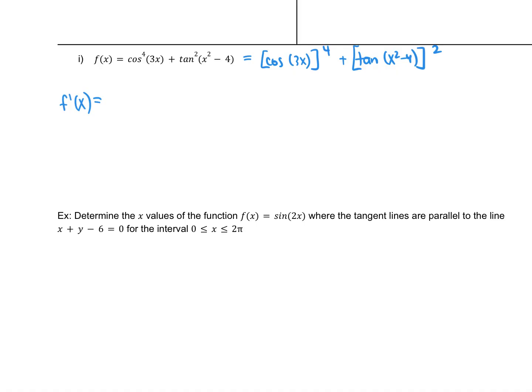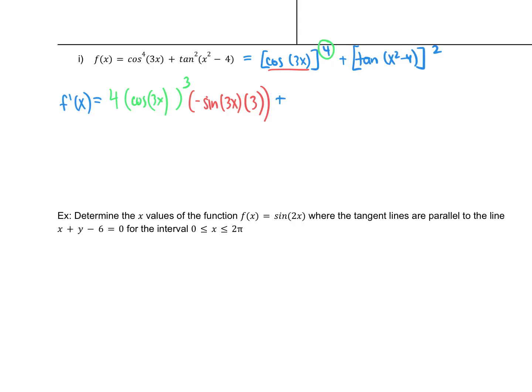First thing, I'm going to deal with that 4. 4 something to the power of 3. That something is the inside. Now it's time to take the derivative of the inside. So the derivative of cos is negative sine. Keep the 3x, and now multiply that by 3. There's the first portion, and we'll go on to the second in a minute.